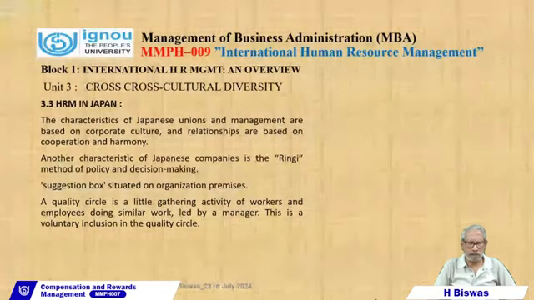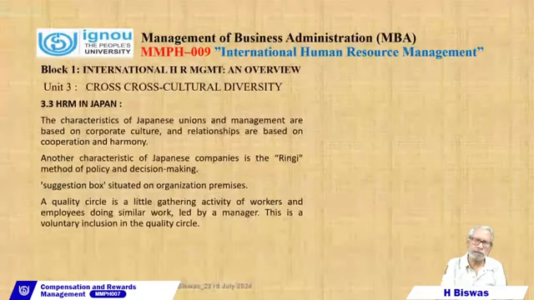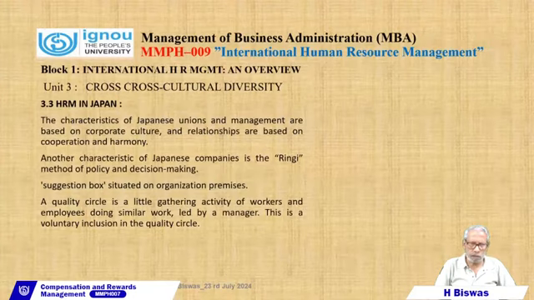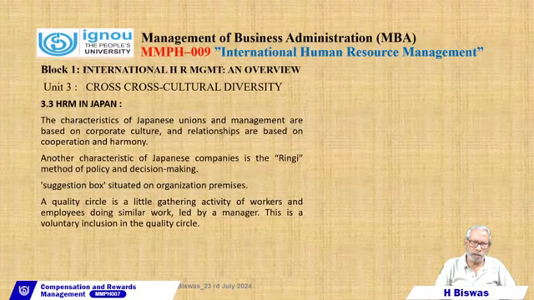The quality circle is a small gathering activity, because this concept also comes from Japan. The workers and employees doing similar work, led by a manager in most cases, maybe every weekend or during work, voluntarily give their suggestions and discuss their insights together. The manager can interact with them. Those are similar work activities: how to improve things, why we have not finished the target. That type of discussion to improve quality happens in a routine manner. That's why it is called the quality circle.